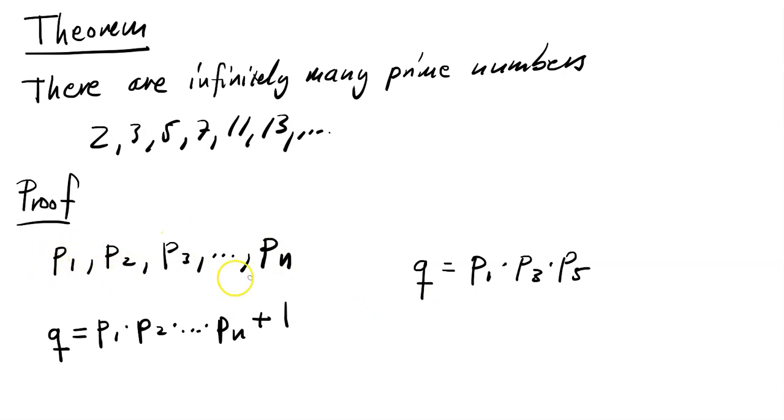So if we assume that there are finitely many and list them like this, then we form this number. Then we see that none of the prime numbers divides this number here. But that shouldn't happen, because we know that we can always write every number, including this one, as a product of prime numbers. And if you have a product of prime numbers, some of them should divide Q, but according to this, they don't. So we have arrived at a contradiction. And that means that our assumption that there are finitely many must be wrong. And that means that there are infinitely many.